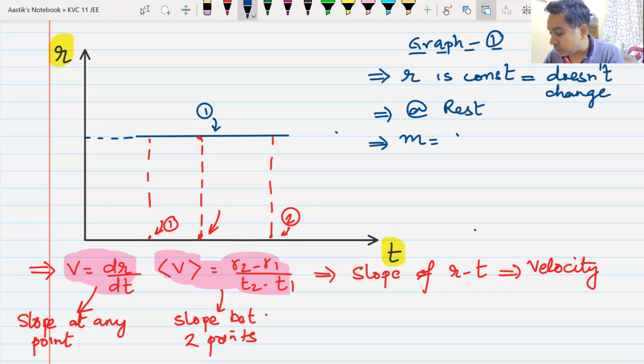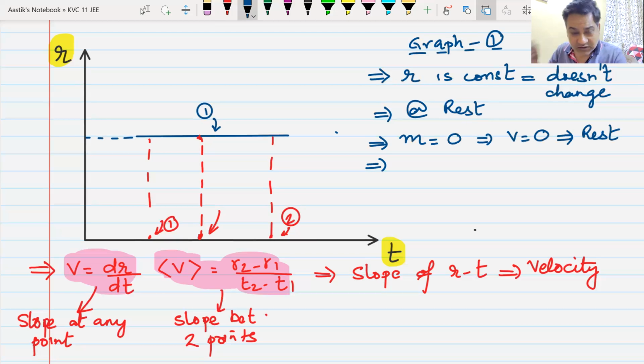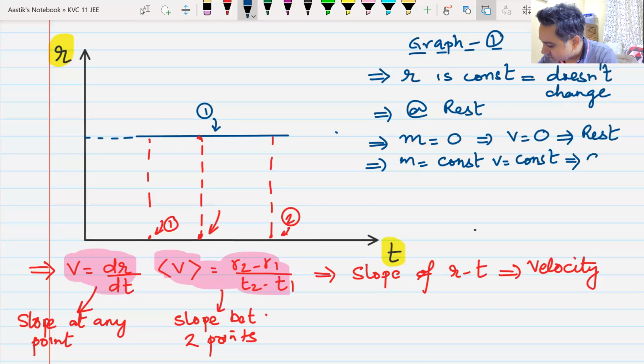Slope m is 0. Slope of this graph is 0. Slope of this graph gives me the velocity. That implies velocity is 0. That implies the particle is at rest. Slope is constant. That means velocity is constant. That means its acceleration is 0. Do we understand this, or has this gone above our heads? We understand this or not?